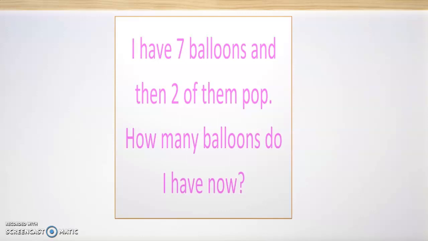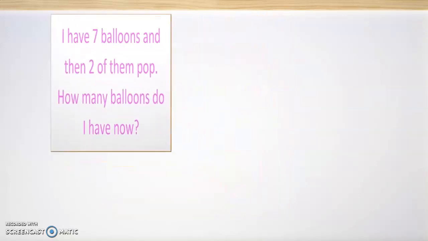Remember, it is good to read it a second time. I have 7 balloons, and then 2 of them pop. How many balloons do I have now? I believe that this math problem is asking us to take away because it said that they had 7 balloons, but some of them popped. If a balloon pops, you no longer can play with that balloon, so they go away. So we will be taking 2 of them away, just like it says in the word problem.